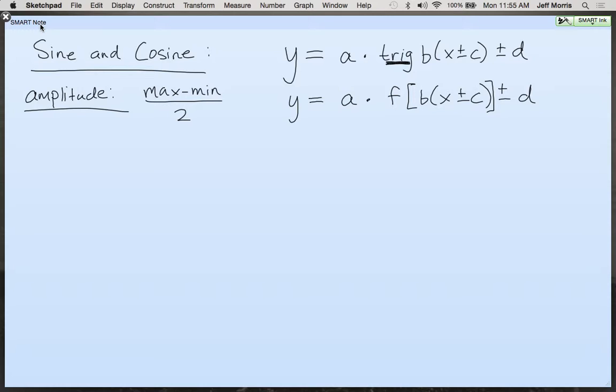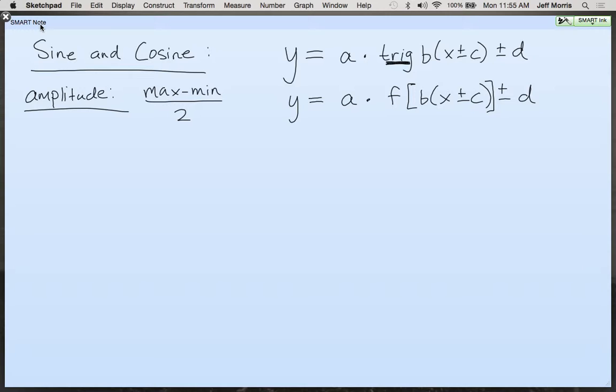Now if you think about that, think about it on a graph. You have a max value. You have a min value. And I take that difference between the max and the min. I know how far it is from the top to bottom, right? What happens when you cut it in half? If I take the top minus the bottom and you cut it in half, what did you just get? You got the middle. You got the midpoint.